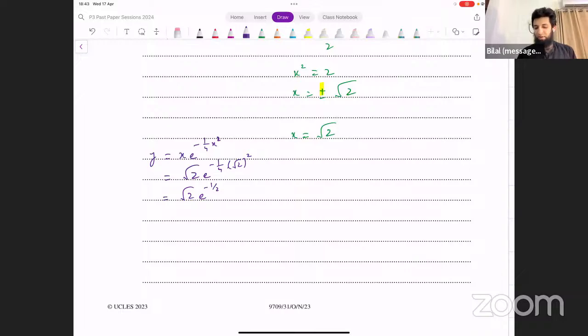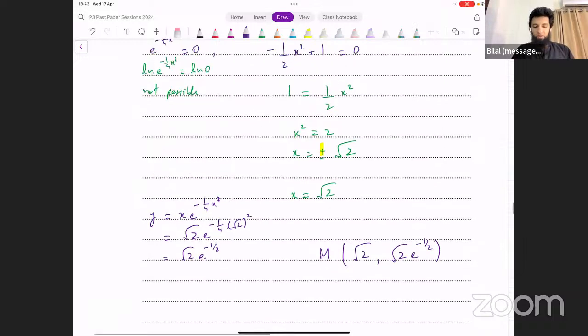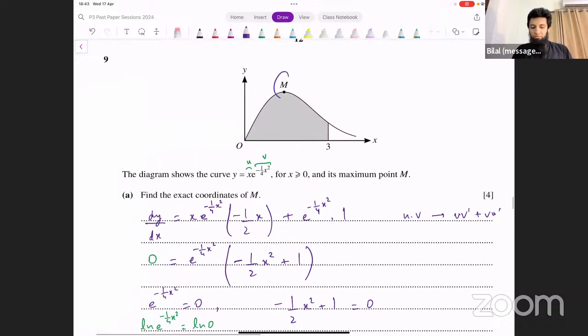So the coordinates of M therefore are under root 2 and under root 2 e raised to power minus 1 over 2. If you wanted, you could write e power 1 over 2 in the denominator, and that's also okay. We did not choose negative because on the graph you can see M is here. So the x coordinate is supposed to be positive. We are finding the x coordinate of M, so it has to be positive. So we only use the positive result. Okay.